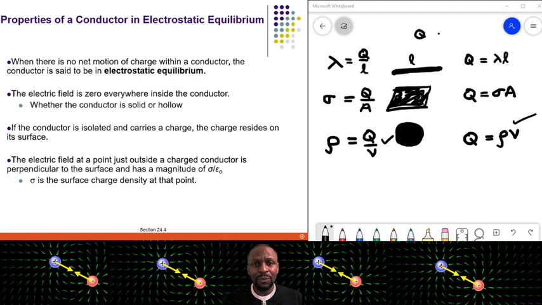As the last thing for this chapter, I also want us to discuss the property of a conductor in electrostatic equilibrium.